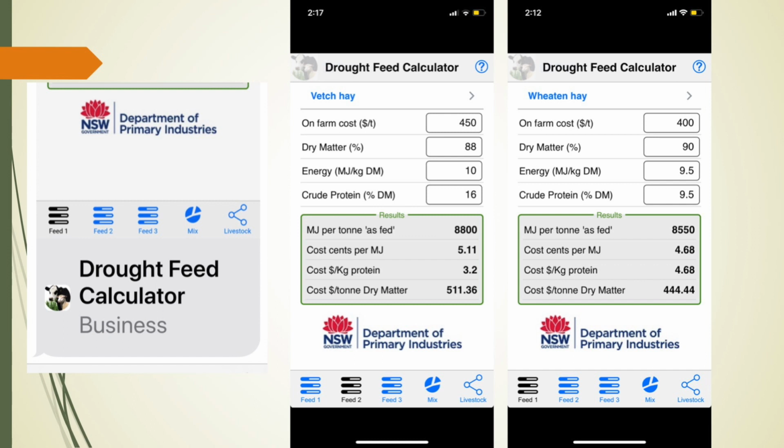The only criticism I'd have is it doesn't have an NDF slide on it. It's actually relying on ME, and ME tends to be a proxy calculation based on the digestibility of the feed, but it's a lot better than nothing.